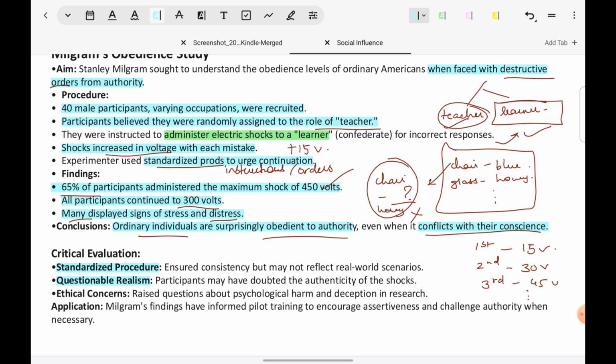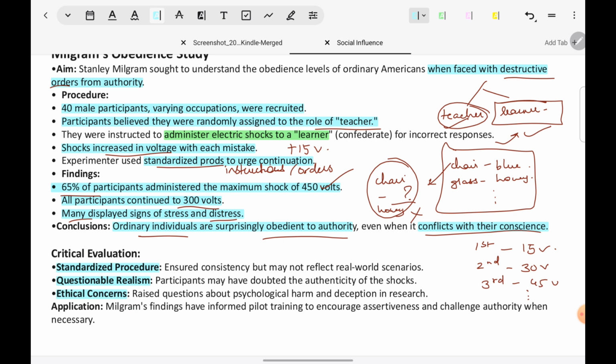Like in this study, they increase the voltage. It's not like that. There's just a sudden order by the authority figure: go charge, go shoot everybody. That's how destructive obedience works in real life. It's unpredictable. No one can anticipate. And we are not sure whether the results of this study would apply to those types of scenarios, which are very different from the systematic scenario in this study.